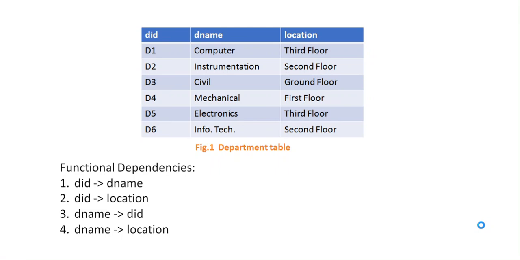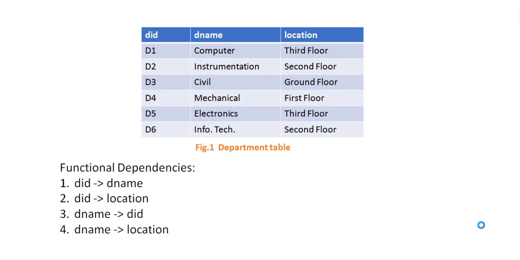It means that whenever you repeat the value of department ID in your table, the department name and location will be the same. That's why we can call this a functional dependency. Department name is dependent on department ID, and location is dependent on department ID. Similarly, if you insert a new row for the electronics department, then the department ID will be D5 only. There will be no other department ID.